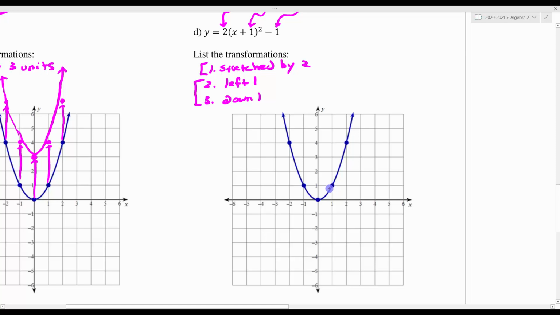All right, so when a parabola gets stretched, rather than going over 1, up 1, it's going to go over 1, up 2, because it's been stretched by a factor of 2. So this point becomes this point.